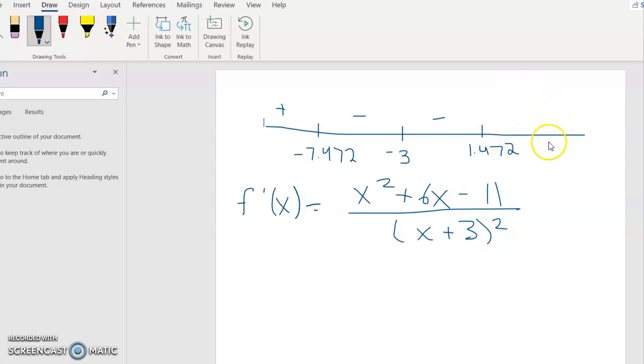And then, finally, let's choose something over here. Let's say 2. If I put 2 into the top, that's going to be 4 plus 12 minus 11, that's positive. And of course, the bottom is always positive. So positive over positive, this is positive. So increasing.